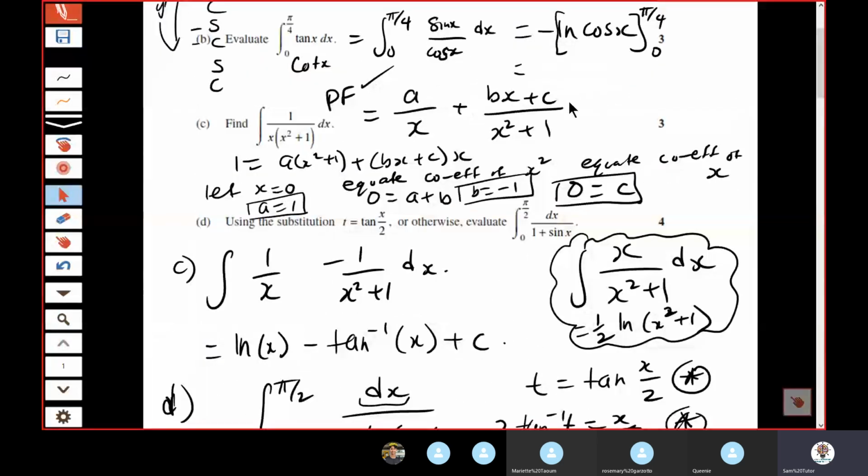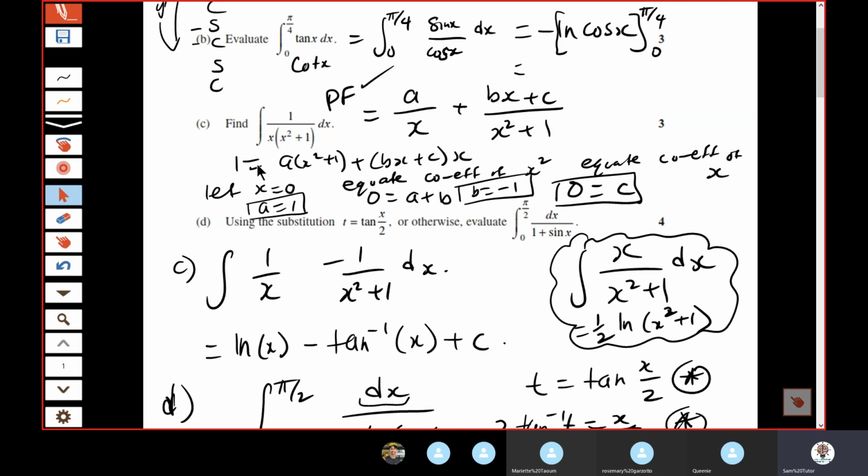A plus Bx plus C times x. Yep. A times x squared plus 1. Yep. Equals to 1. Let x equal to 0. 0 plus 1 is 1. 1 times a is a. Then anything times 0 is 0. So a equals to 1. Okay, that's right.